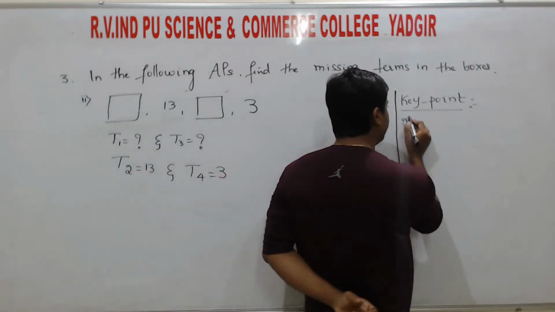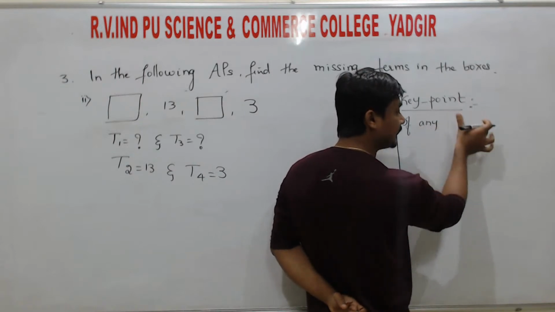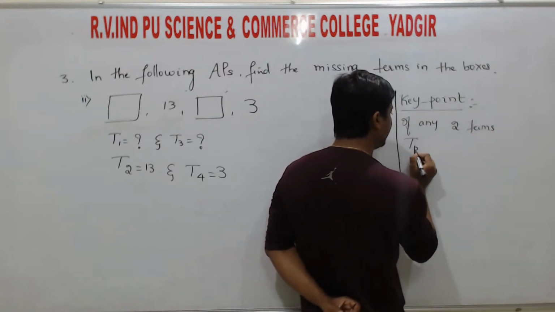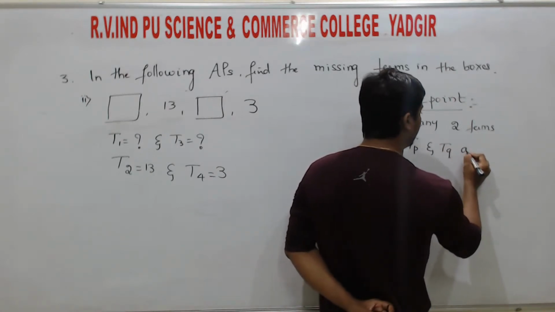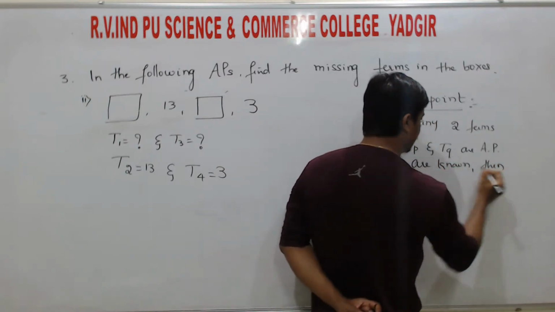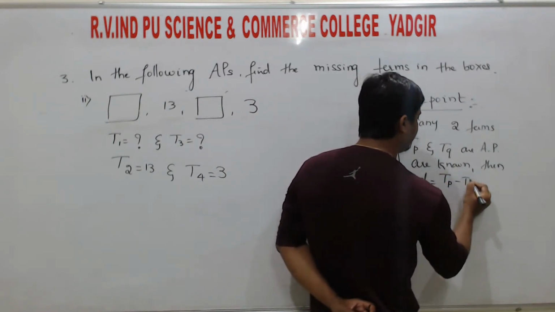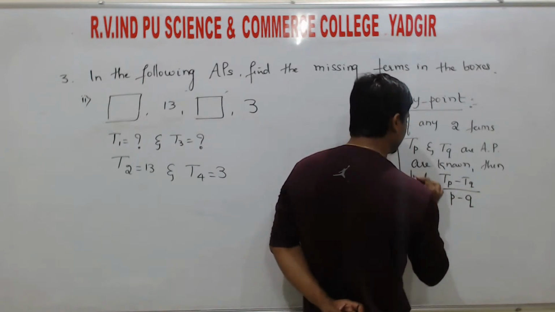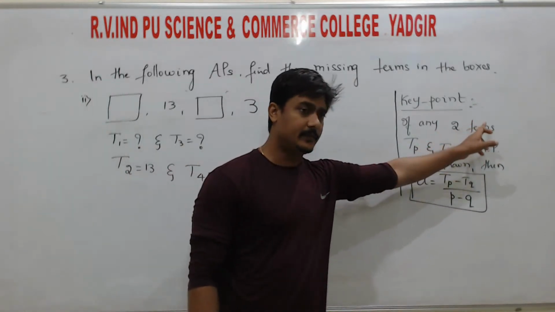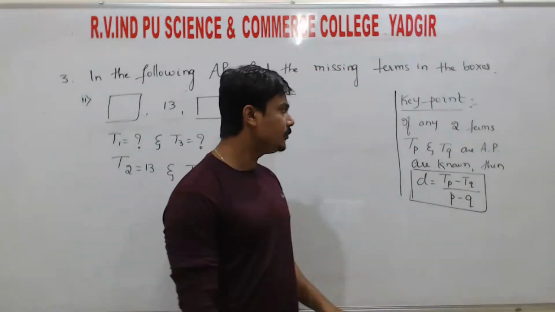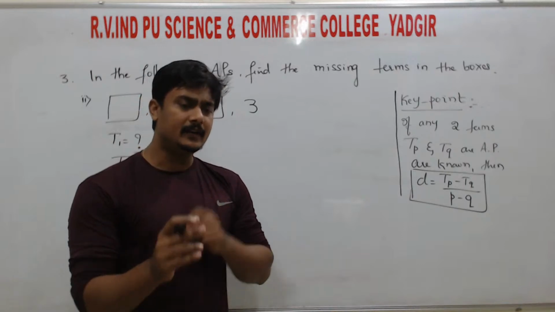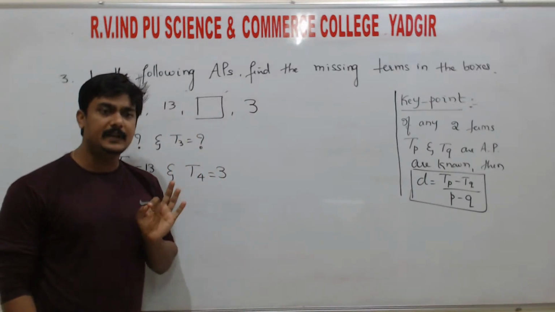What is that? If any two terms, I am not using the word successive or continuous, any two terms, let us name them as TP and TQ. If any two terms TP and TQ of an AP are known to you, then we get the D value using the formula D equals TP minus TQ divided by P minus Q.